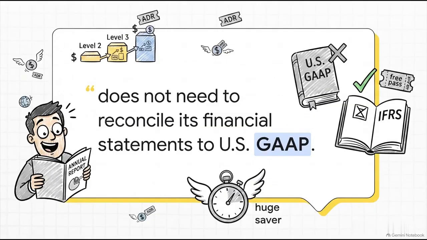Now, here's a beautifully obscure compliance detail that Sam the supervisor absolutely geeks out over. Levels 2 and 3 require annual reports, right? Usually that means translating all their math into U.S. Generally Accepted Accounting Principles, or US GAAP. But if the foreign issuer already uses International Financial Reporting Standards, IFRS, as issued by the International Accounting Standards Board, they get a free pass. Yep, they do not need to reconcile their financial statements to US GAAP. It's a huge time saver for them.